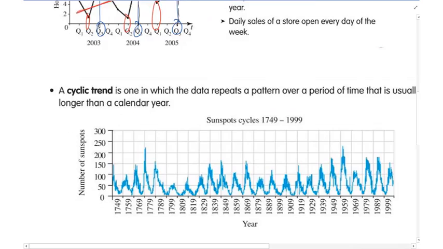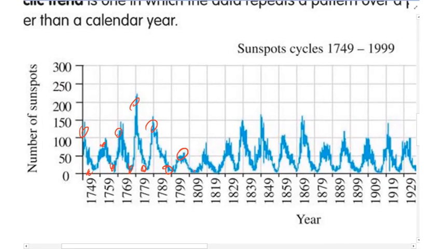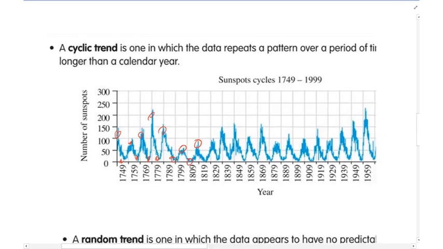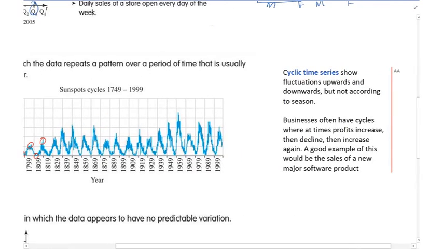Okay, so cyclic is also one where you get a pattern of peaks, troughs, peaks, troughs. Hopefully you can see that there. It usually happens over quite a bit longer than a year, same thing with that, using an example before.